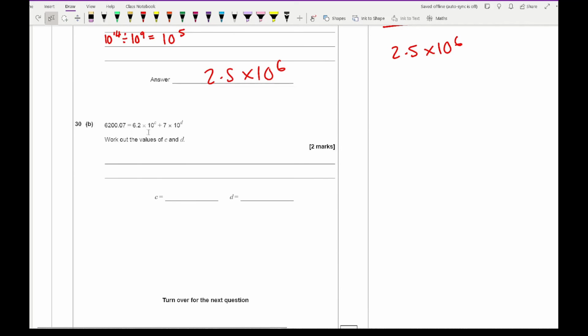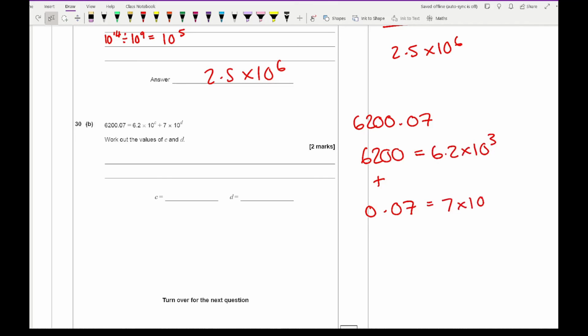Then for the next question, it says 6200.07 equals 6.2 times 10 to the power c plus 7 times 10 to the power d. Now 6200.07 is done by having 6200 plus 0.07. Now this in standard form is going to be 6.2 times 10 to the power of 3, and this is going to be 7 times 10 to the power of minus 2, and that gives me my values of C and D. So C equals 3 and D equals minus 2.